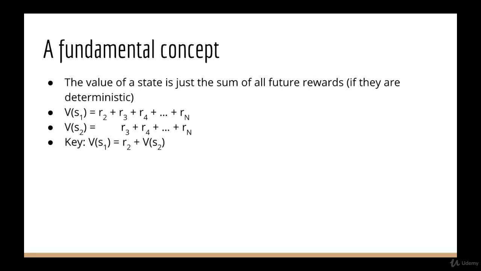So because the value of a state is just the sum of all future rewards, we can say that V of S1 is equal to R2 plus R3 plus R4 all the way up to Rn. The value function for S2 is V of S2 equals R3 plus R4 plus R5 all the way up to Rn. But now we can see a special relationship between the values of successive states. In particular, I can plug in V of S2 into the expression for V of S1. We get V of S1 equals R2 plus V of S2. In other words, this is a recursive equation.